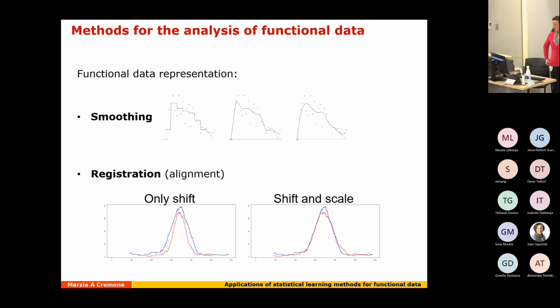Another problem that we have with functional data is that sometimes the time is not aligned between subjects. So one thing that we often do is registration or alignment of functional data. Here you can see two examples in which we have these peaks. These are ChIP-seq peaks, but it doesn't really matter. And we do an alignment using shift, but also allowing for scaling, so stretching on the x-axis.